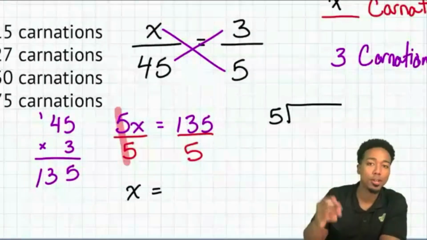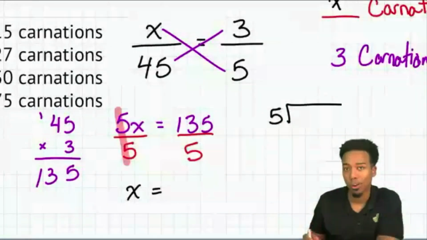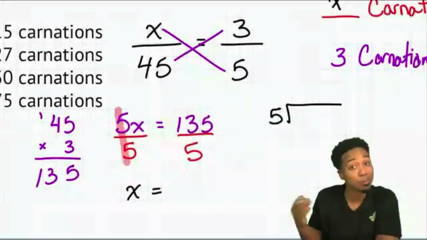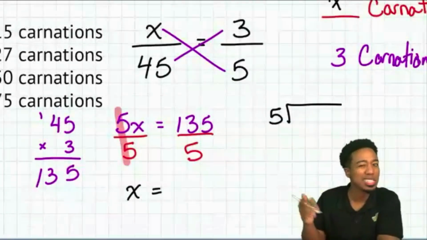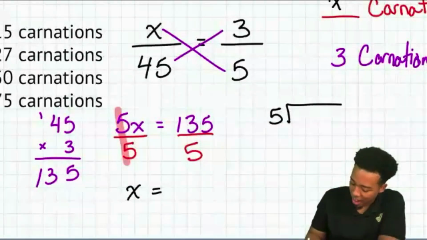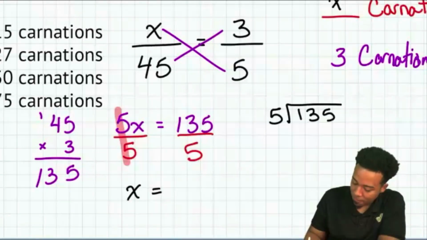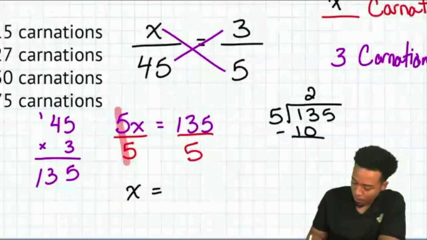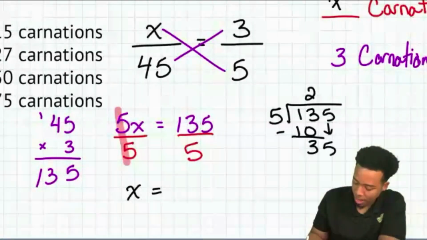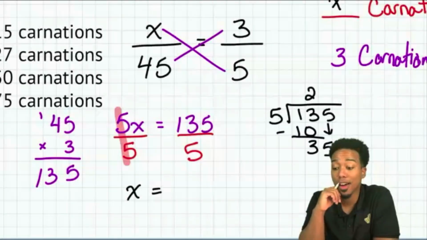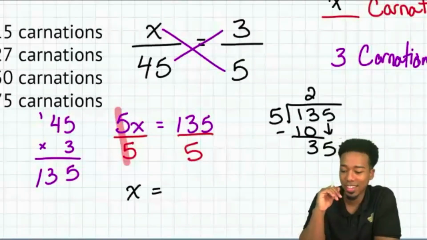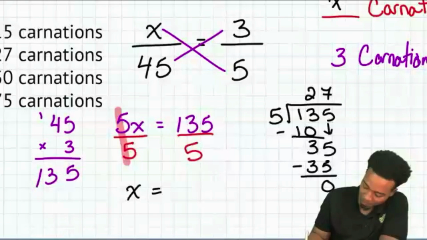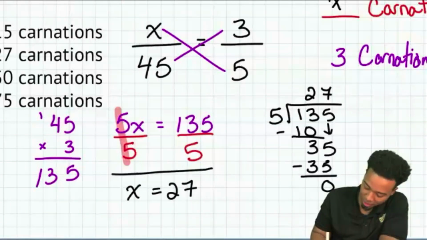And for those of you who are screaming at me to take the shortcut, I'm doing this on purpose because I want to show you how much more time consuming something can be if you just missed out on seeing that convenient situation. So 5 going into 135, 5 going into 13 happens twice. You get 10. 3 remaining, drop the 5. Everybody, 5 goes into 35 7 times. So that'll be 27 with a clean division. And boom, 27. All done.